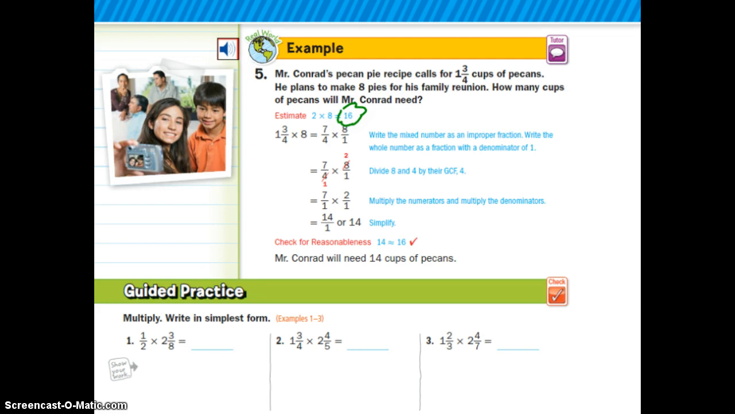So we have to first turn 1 3/4 into an improper fraction. 1 times 4 is 4 plus 3 is 7. 7/4 times 8/1. Again, the whole number needs to be represented as a fraction. You put it over 1. We look for a relationship. 4 goes into 8 2 times. 7 times 2 is 14/1, which is 14. He needs 14 cups of pecans.